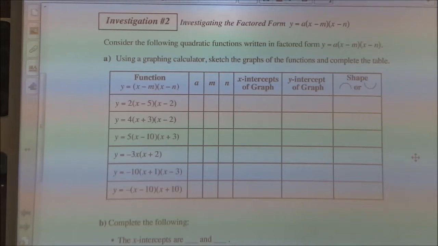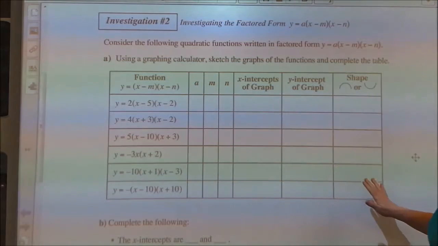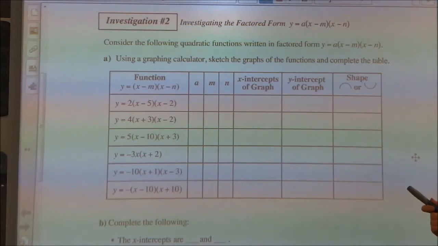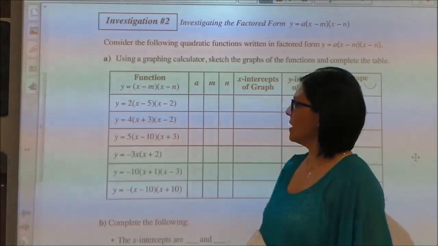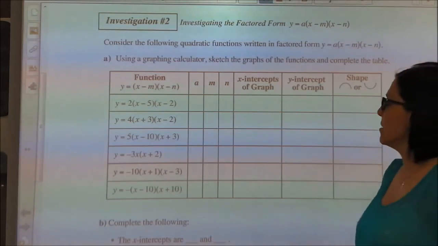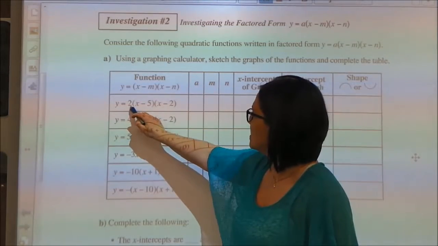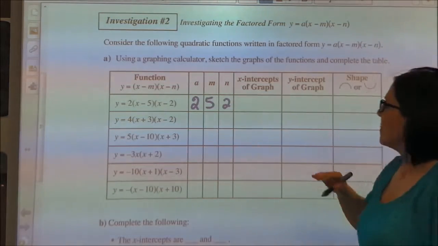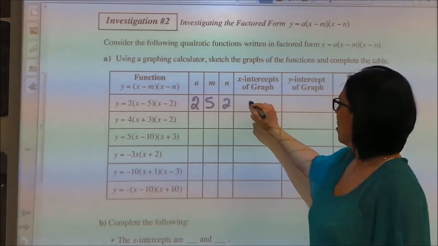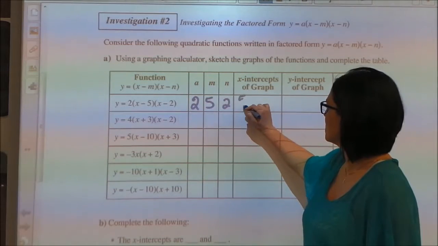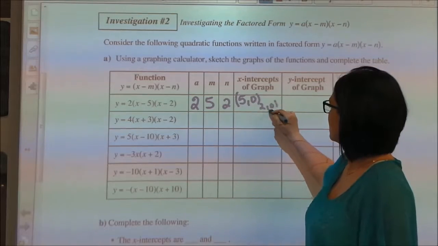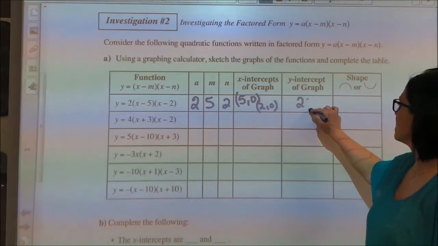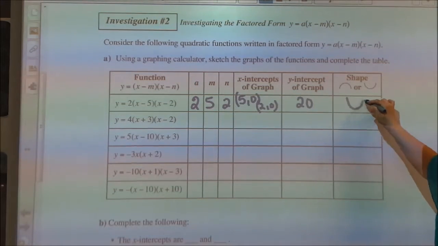Okay, so I gave you guys the task of completing this investigation and filling in the chart. So we're going to go through what the values are on the chart. If we start off with our first equation, y equals 2 times x minus 5 times x minus 2, my a value is 2. M is 5 and n is 2. The x-intercepts of the graph are 5 and 0 and 2 and 0. The y-intercept this time is 20. And the graph opens up.